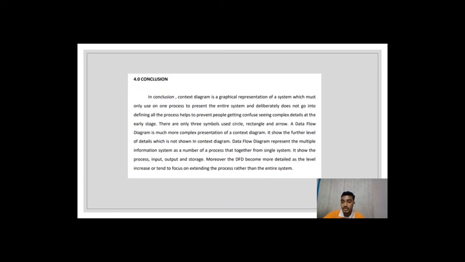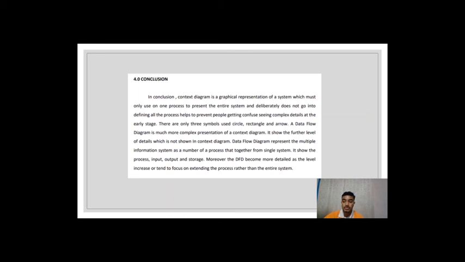And for the conclusion, the context diagram is a graphical presentation of a system which must use only one process to present the entire system, and deliberately does not go into defining all the processes. This helps to prevent people getting confused by seeing complex details at the early stage. There are only three symbols: circle, rectangle, and arrow.